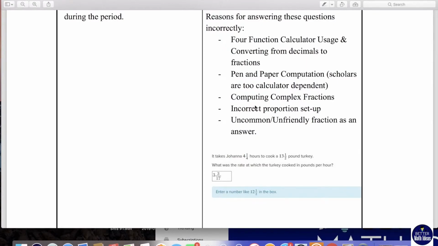Another strategy we tried to implement was to set up a proportion, especially when we're now talking about unit rate, and this is also a unit rate question. If you're having issues with working with the complex fraction, or if you're having trouble with determining which fraction should be in the numerator's place or in the denominator's place, the next step would be to set up a proportion based upon the given units.